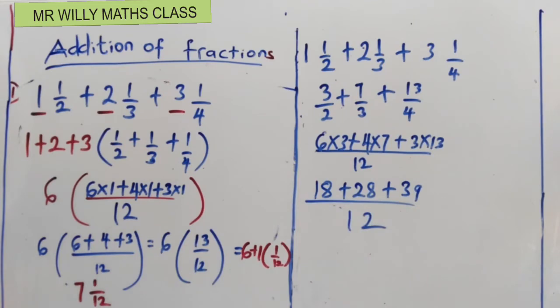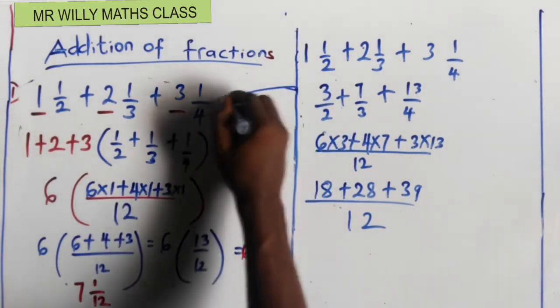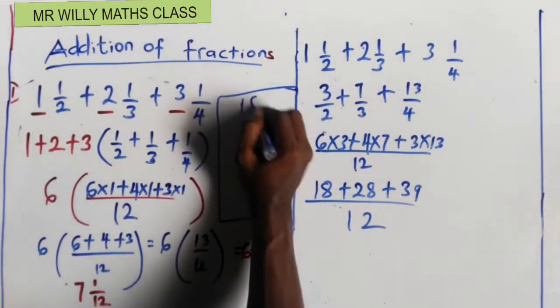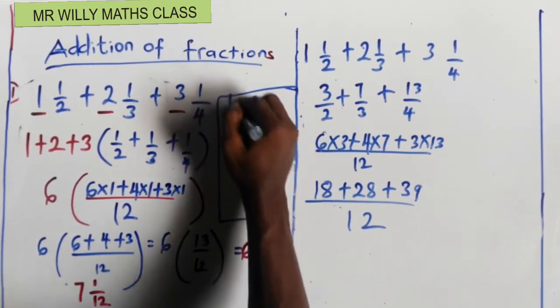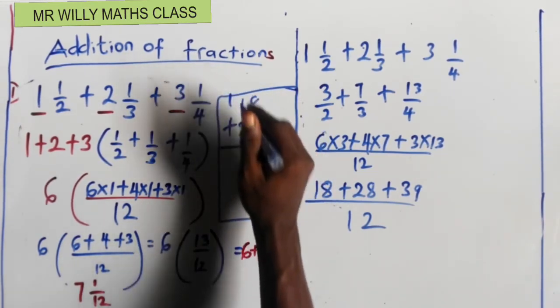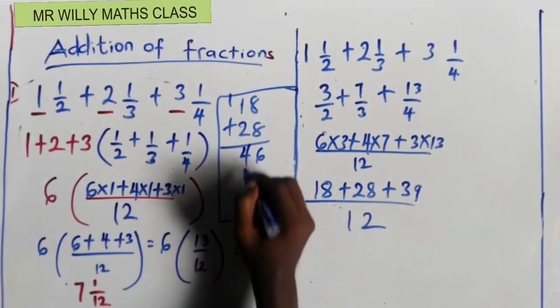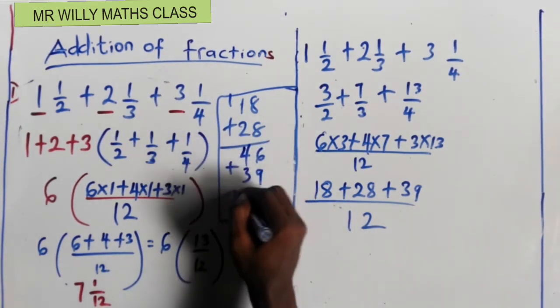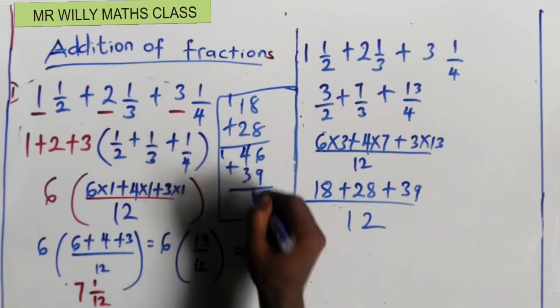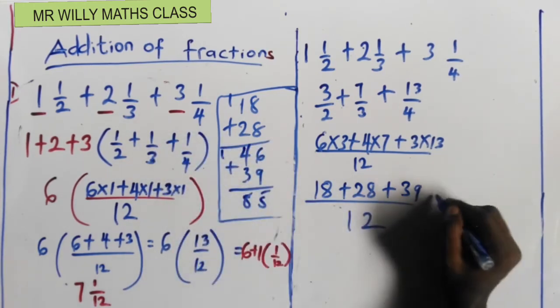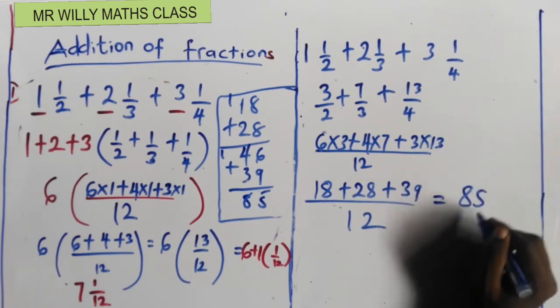So let's add our numerators together. We'll make use of this little space. Now 18 plus 28. That will be 8 plus 8 is 16. Keep 1. 2 plus 1, 3, plus 1. That will be 46. Then your 46, you add the 39. 9 plus 6, that's 15. Keep 1. 4 plus 3 is 7. 7 plus 1, that will be 85. So our answer is 85 over 12. But we're not going to stop there.